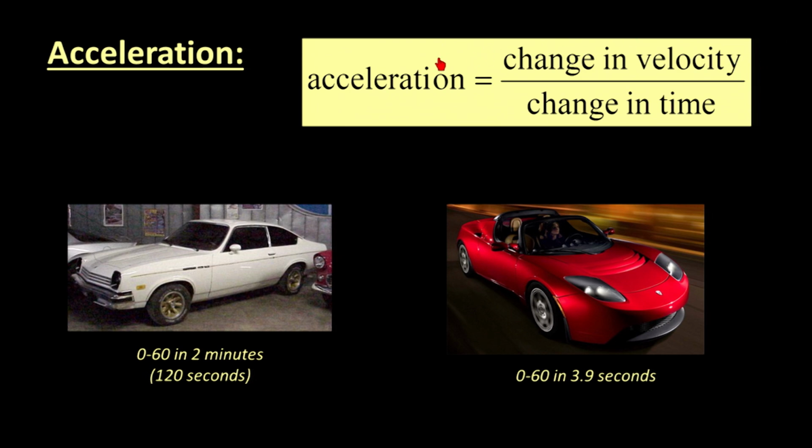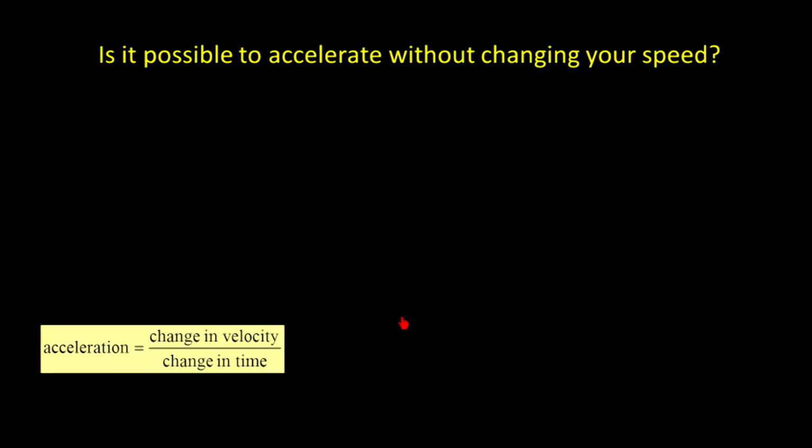Notice how the ratios tell us more about the concept. It's not the fact that they both go 0 to 60 that makes the Tesla have a greater acceleration. It's the fact that it does it in a shorter amount of time that makes the acceleration greater. Now, before we get to Newton's second law, we're not going to get to it in this video, let me show you one last concept to think about.